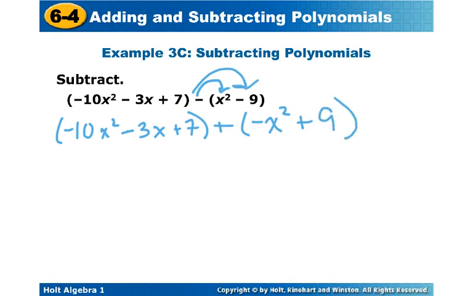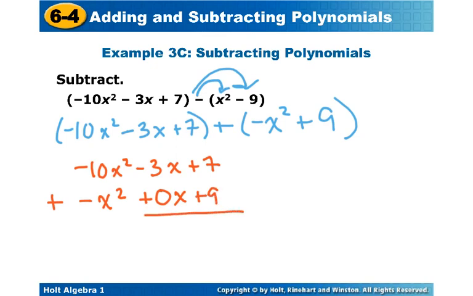And now I'm just going to do the vertical method for people that like that. So negative 10x squared minus 3x plus 7 plus, so I have negative x squared. I notice I don't have any x terms, so I write plus 0x plus 9. Alright, adding straight down, so 7 plus 9 is a positive 16. Negative 3x and 0x is negative 3x. Negative 10x squared and negative x squared, so negative 11x squared. And there you have it.